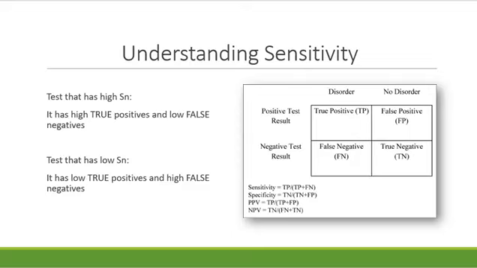So a test with high sensitivity has high true positives and low false negatives. A test with low sensitivity has low true positives and high false negatives.